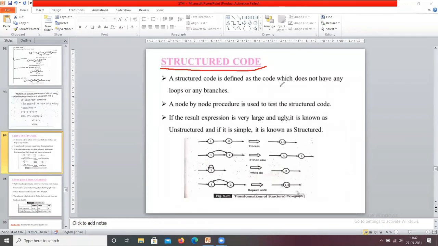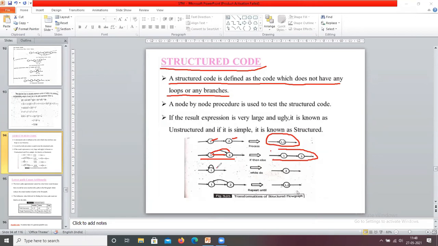So what is a structured code? A structured code is defined as the code which does not have any loops or any branches. That means, this is the process here, 1, 2. So this is the structured code 1, 2. Now in the second one, 1, 2, there is an if then else. So this is the one. This is another one. Now it changes like this. So there are no branches.